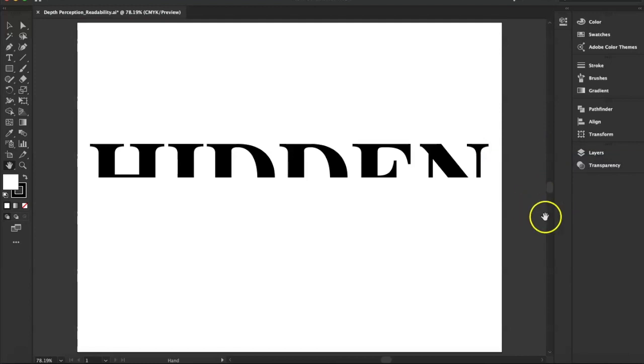Okay, if you were just yelling at your computer screen, it says hidden. A, I can't actually hear you. But B, you are correct. It is the word hidden, right? And of course, this is sort of a double entendre, right? It is the word hidden, and half of the word is hidden.